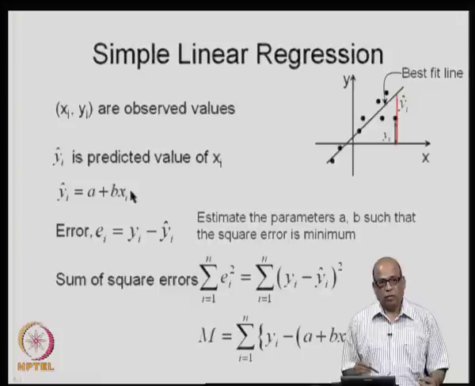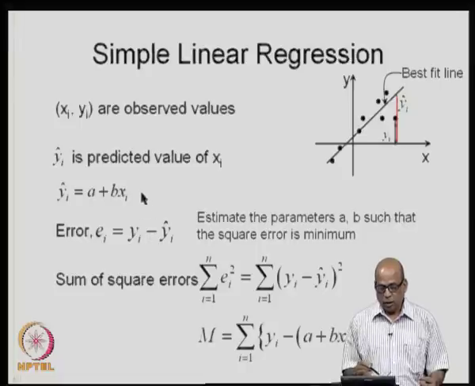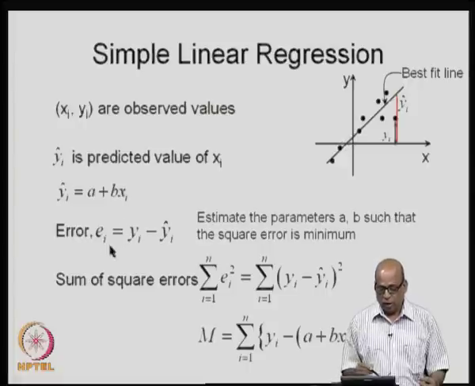What is the error? Your actual observed value is y_i, but your predicted value is y_i cap. Therefore, the error e_i for the point (x_i, y_i) is given by y_i minus y_i cap. There are two parameters here, a and b. Once we estimate these parameters a and b, your straight line is completely defined. We want to estimate this line such that the sum of the squared errors is a minimum. That is, over all these observed points, the sum of the squared errors should be minimum.